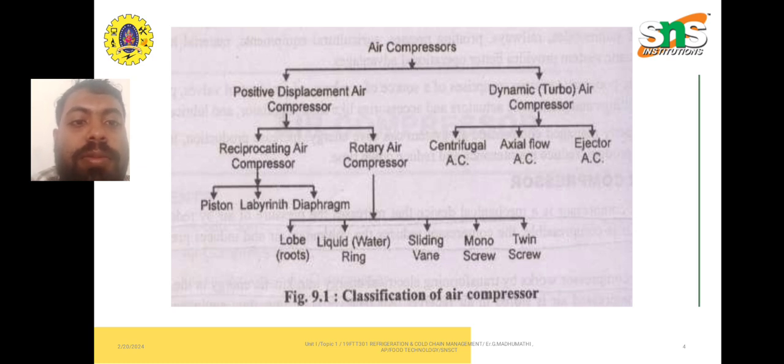The reciprocating air compressor is divided into three types, which are piston, labyrinth, and diaphragm. The rotary air compressor is divided into five types, which are lobe, liquid ring, sliding vane, monoscrew, and twin screw. The dynamic air compressor is divided into three types, which are centrifugal, axial, and ejector air compressors.